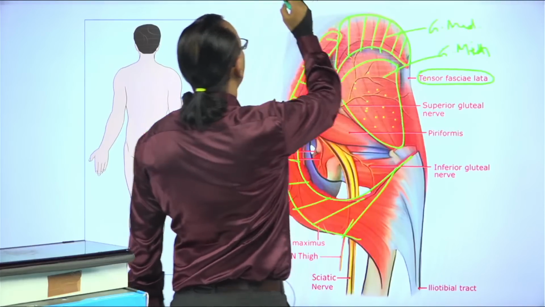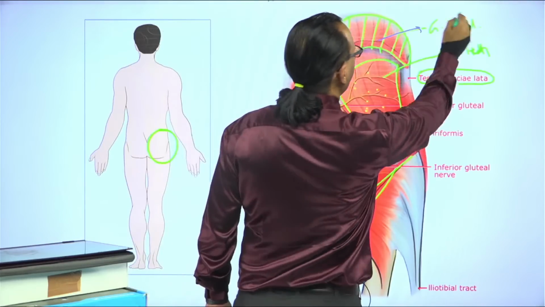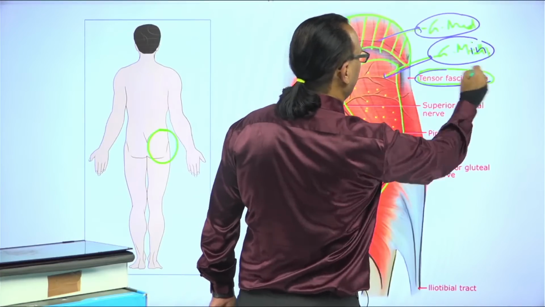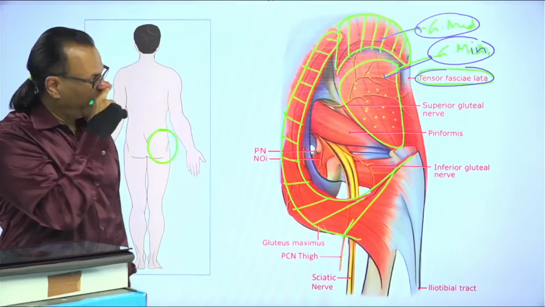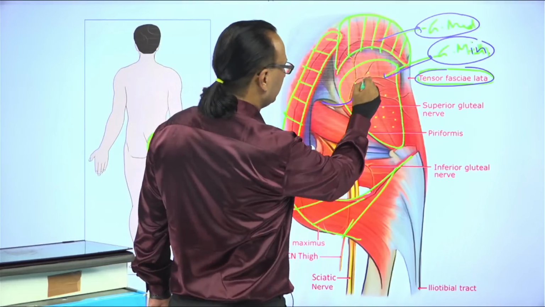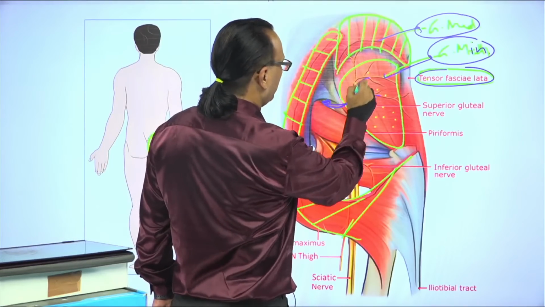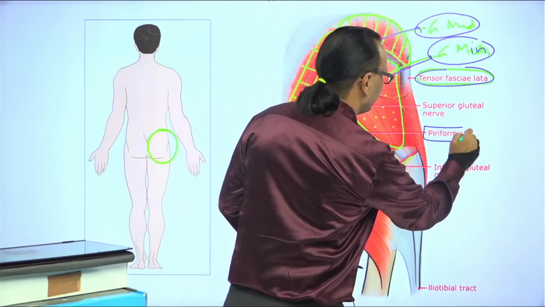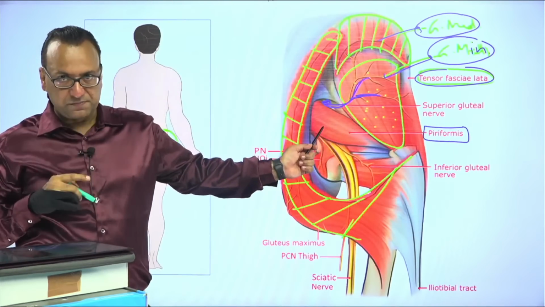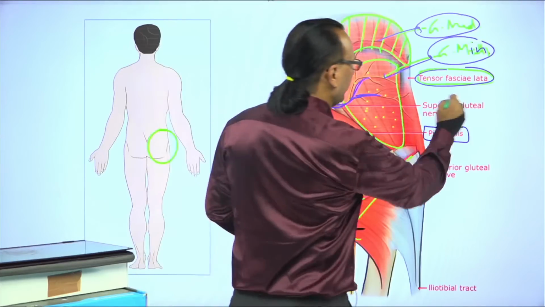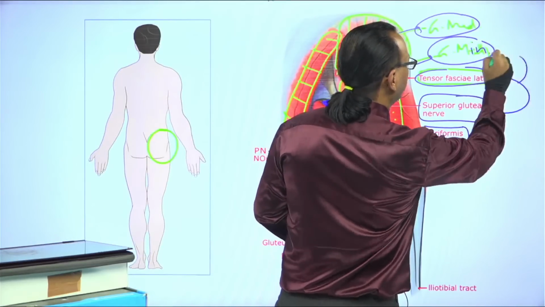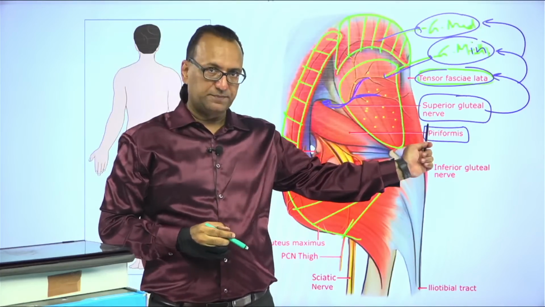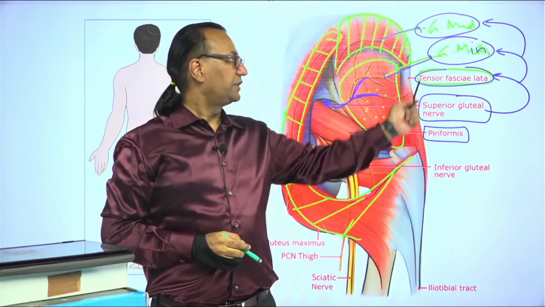The point is that gluteus medius, gluteus minimus, and tensor fasciae latae are supplied by a nerve which is called the superior gluteal nerve. So this is the superior gluteal nerve passing superior to the piriformis muscle, supplying three muscles, and the three muscles are gluteus medius, gluteus minimus, tensor fasciae latae. Medius, minimus, tensor fasciae latae, and they have three actions.